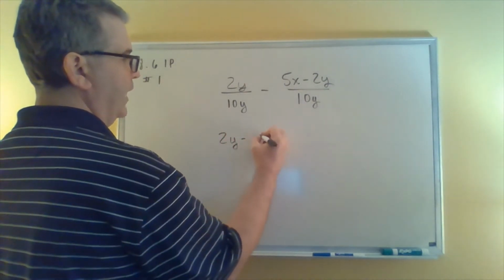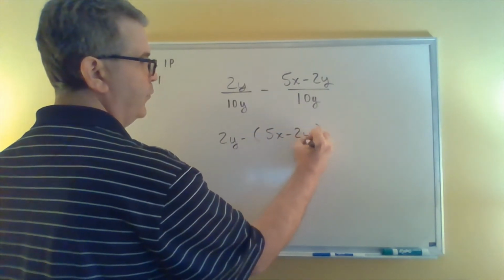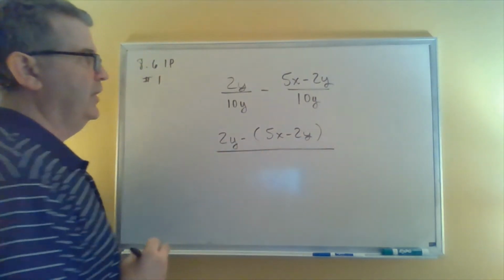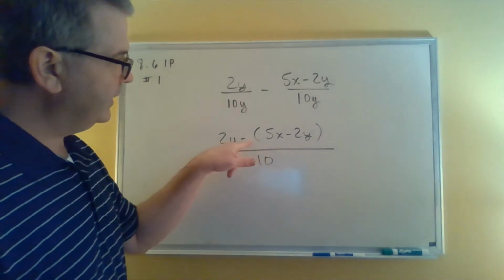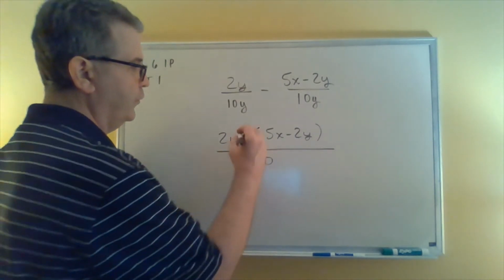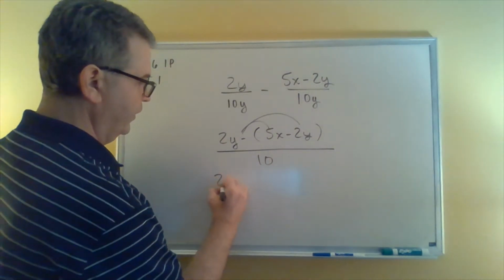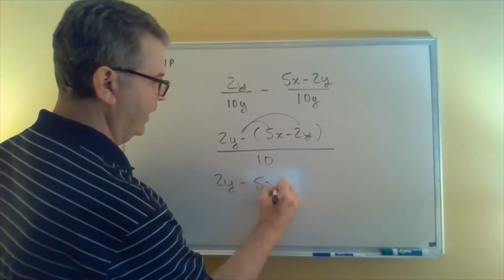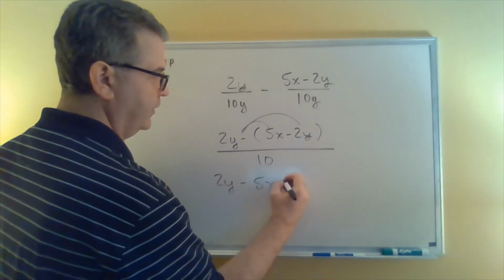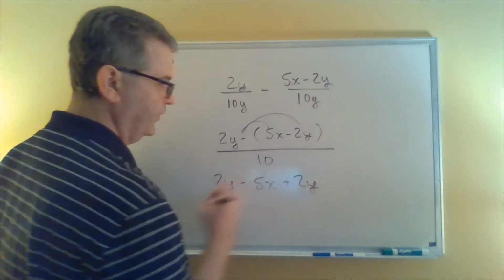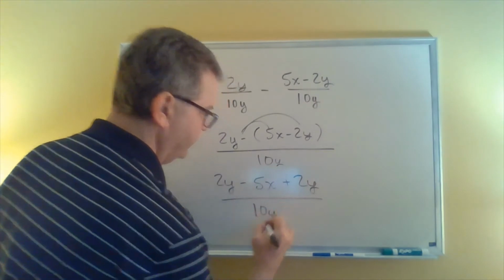So 2y minus, put that second numerator in parentheses to help keep you from making a sign error. And then we keep our common denominator of 10y. So here's why I wanted to keep this numerator in parentheses, because we have to distribute that negative sign through the parentheses. So we're going to end up with 2y minus 5x. We're going to have minus a negative times a minus 2y. Two negatives make a positive, so we end up with plus 2y. And that's all going to be over 10y.